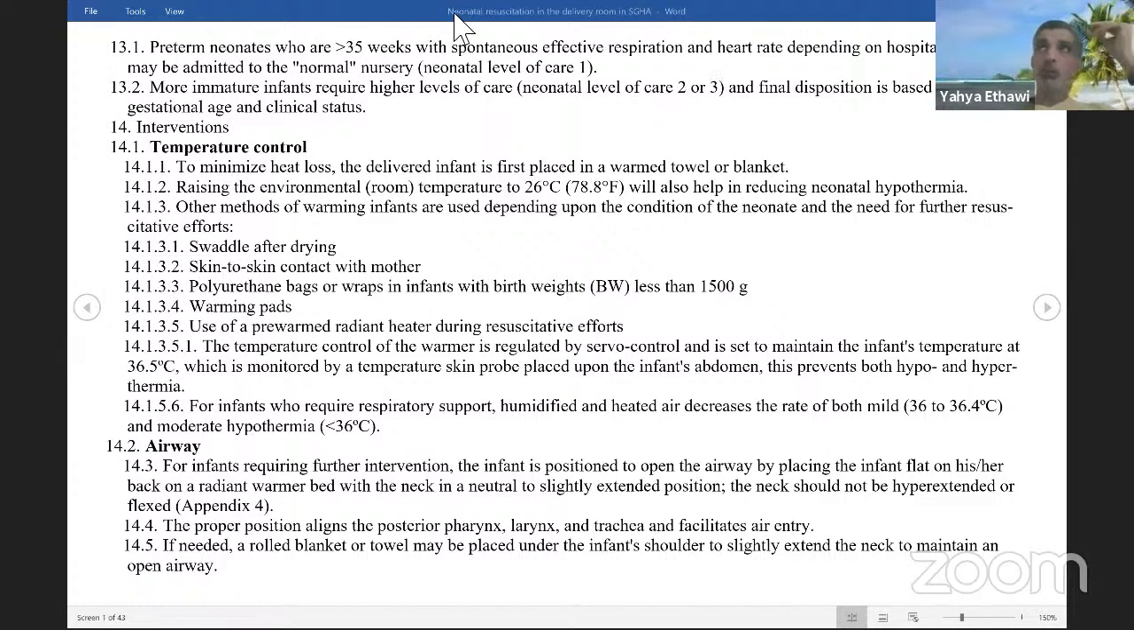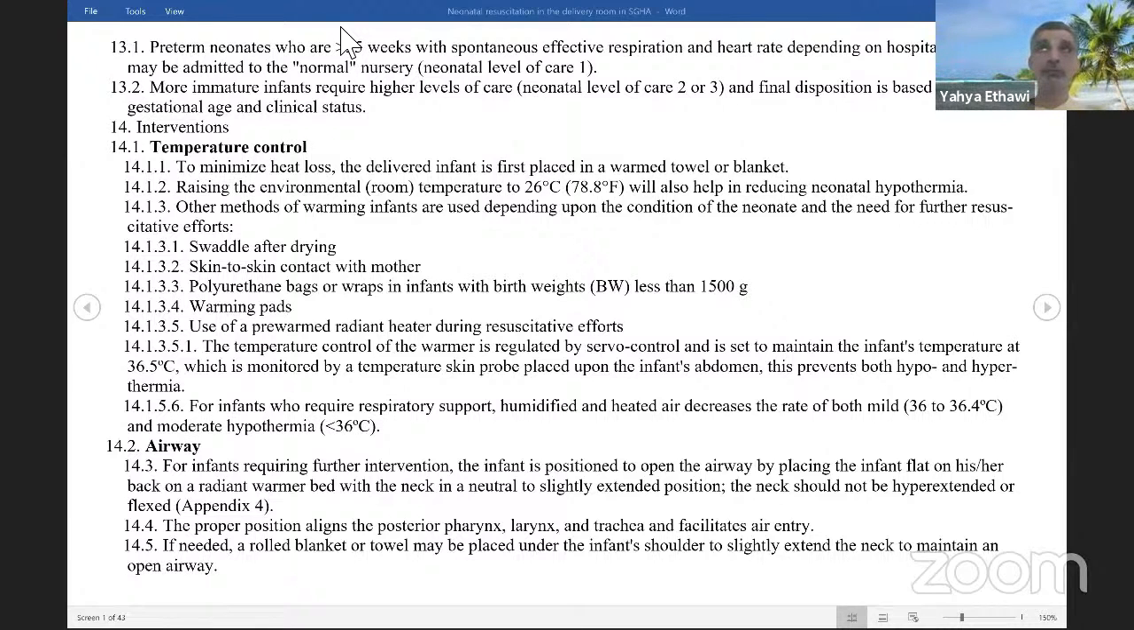Now, when the baby receives the first step of resuscitation and needs monitoring, the baby should be admitted, either to an ICU, or as nursery care or intermediate care, depending on whether the baby is insured or not insured. These babies are more than 35 weeks and they needed just the first step of resuscitation.